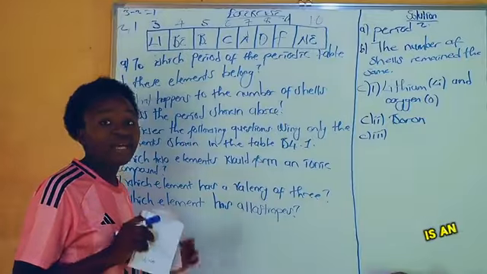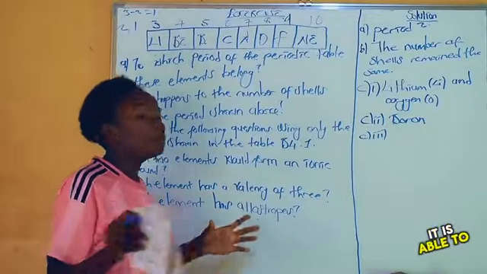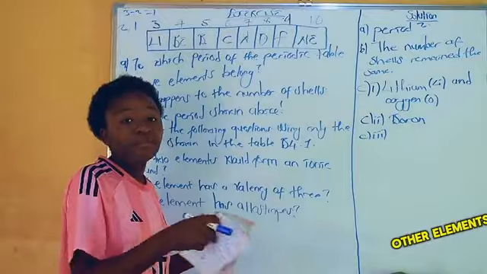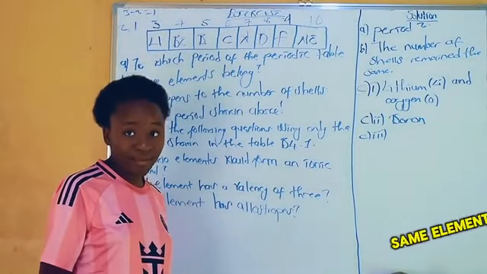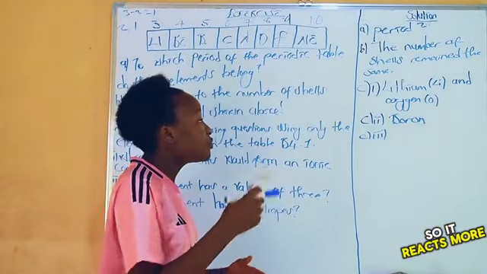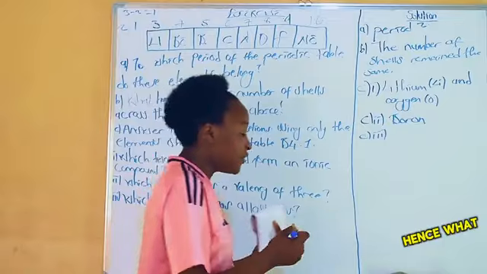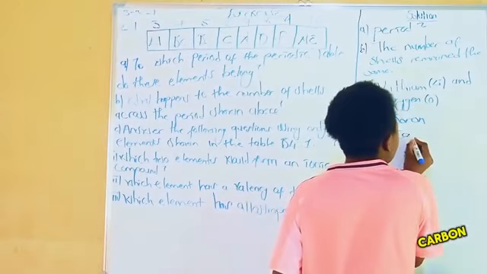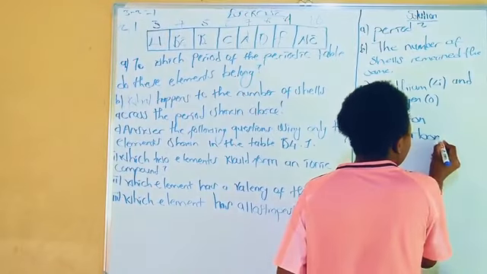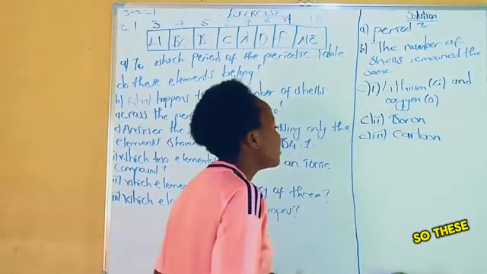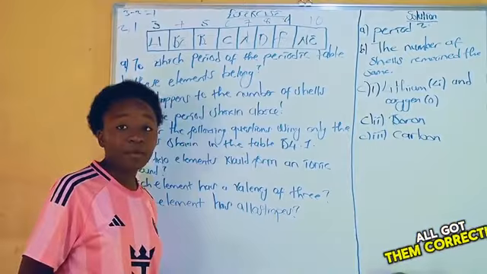That is an allotrope, which is able to bind itself more with other elements or change itself but it's still the same element. Okay? So it reacts more by changing itself but it still remains the same element, that is carbon. Henceforth our answer is going to be carbon. Okay, so these are the answers. Let's hope you all got them correctly.